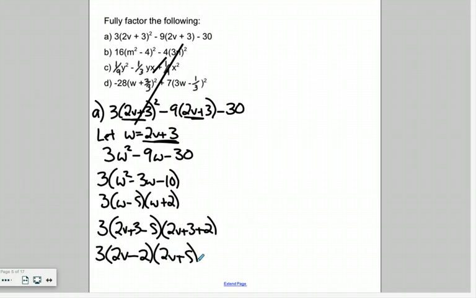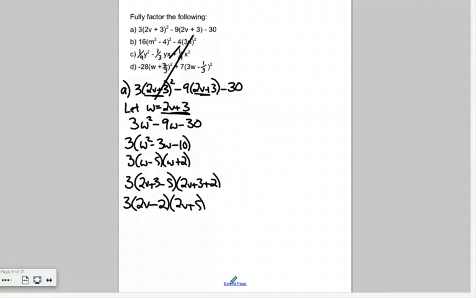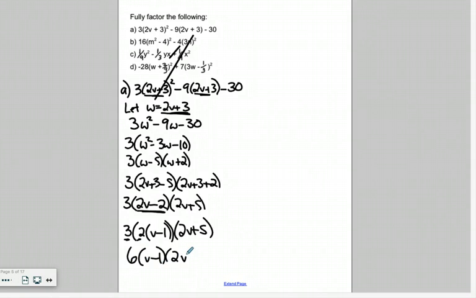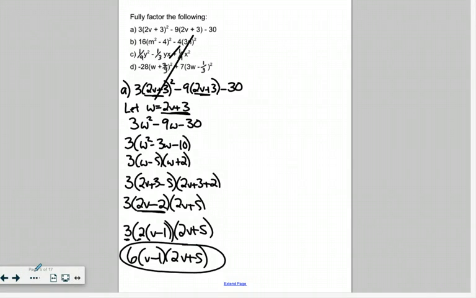And look inside your brackets and see if there's anything else that can be factored. And in this case, you can, right? In this one here, 2v minus 2, there is a common factor of 2 that can also come out. So what you'd have is 3 times 2 times (v minus 1), and then your (2v plus 5). Right? And then this 3 and this 2 can actually just get multiplied together to give you 6. So your fully factored form is 6 times (v minus 1) times (2v plus 5). And we're not solving this equation, we're just trying to fully factor it, and that's where we would be, fully factored. Okay?